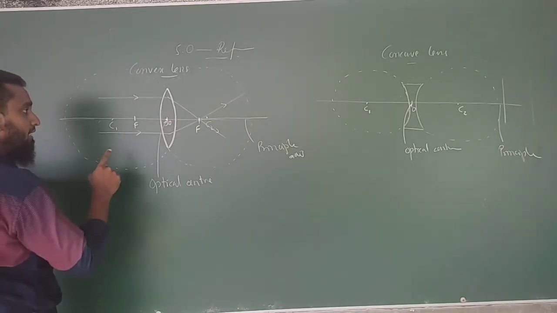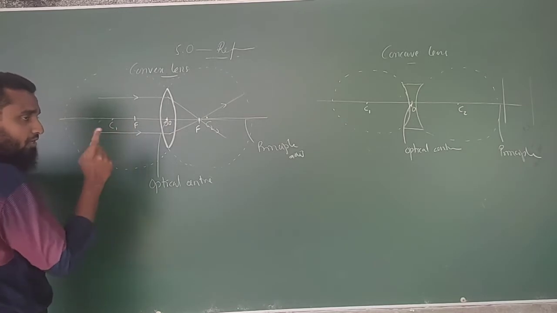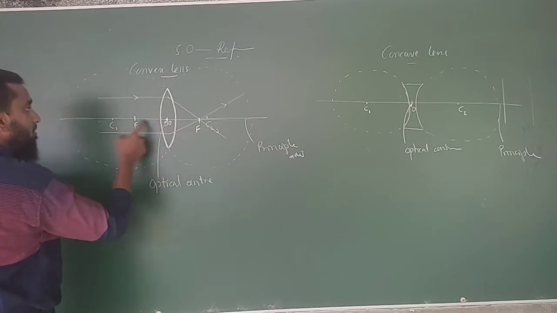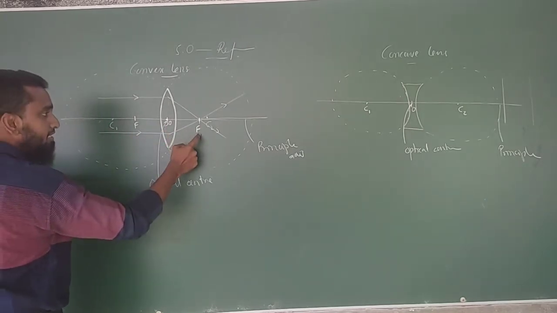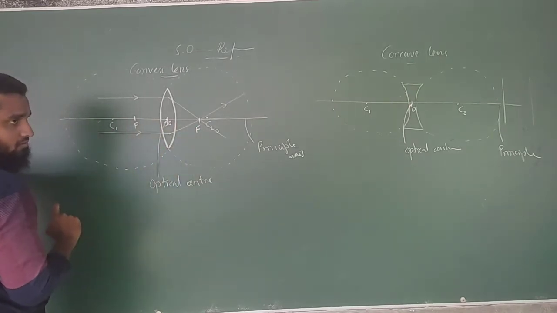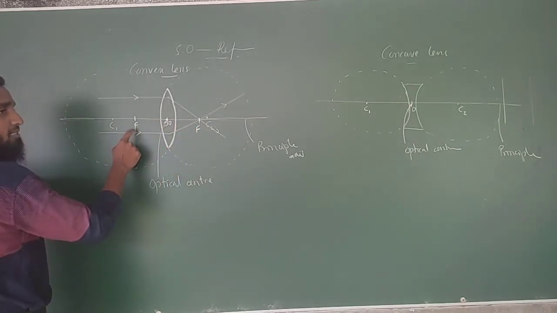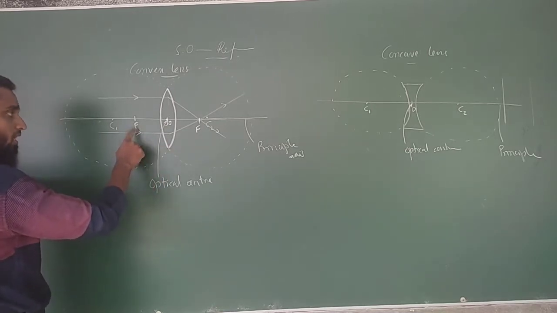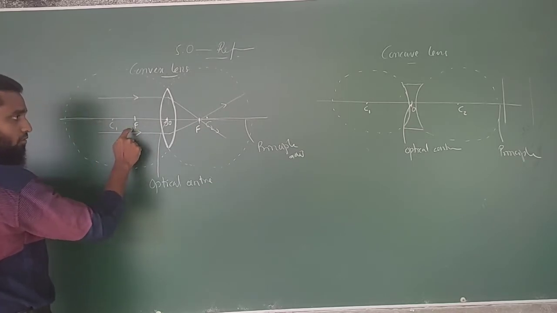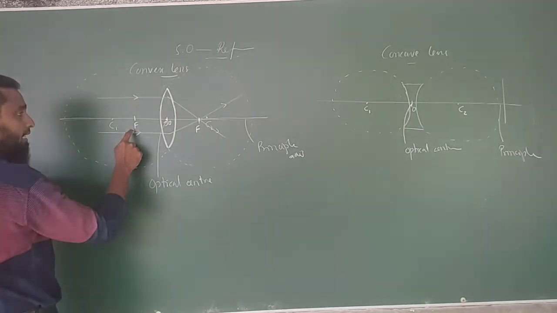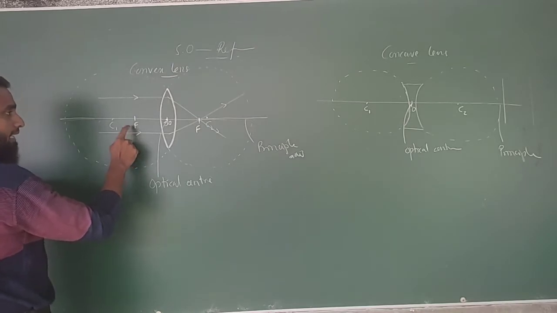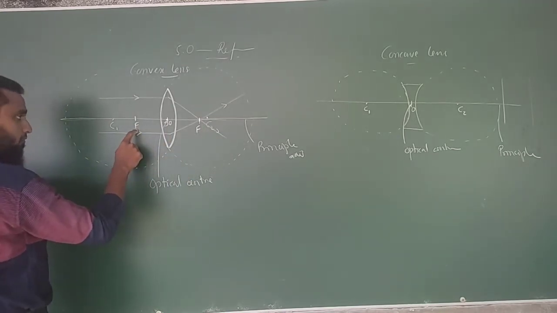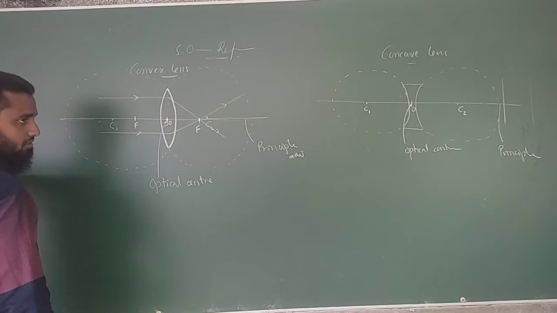Now you can use only one focus at one time. If you are using this focus by keeping the object on this side, then we call this focus the primary focus, and this focus is going to be the secondary focus. Or if you are now using this other focus, then this is going to be the primary focus. At that time the object is going to be on this side. This focus is the primary focus, and then this is the secondary focus.